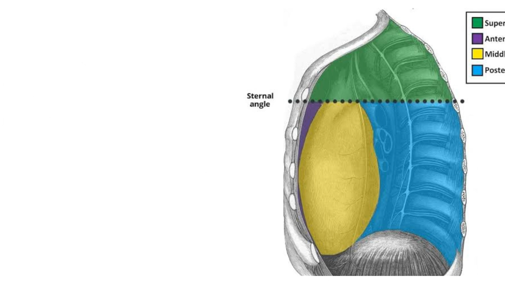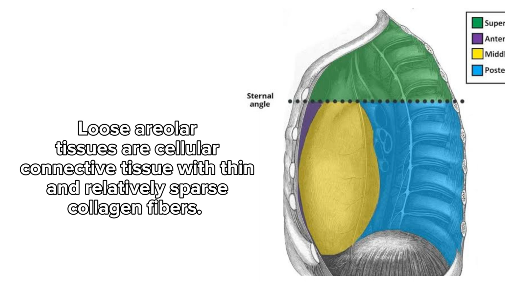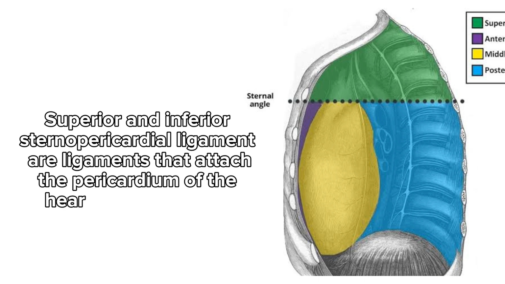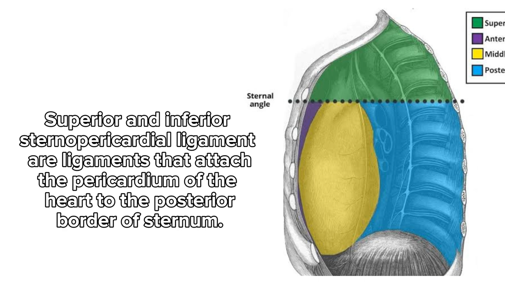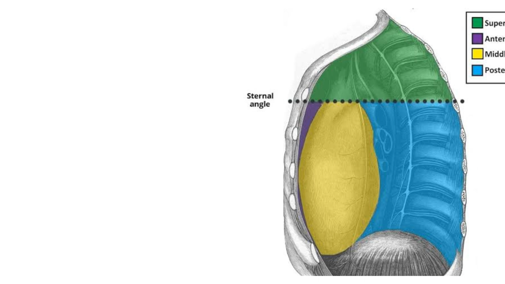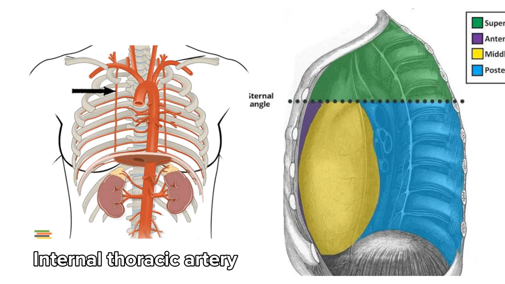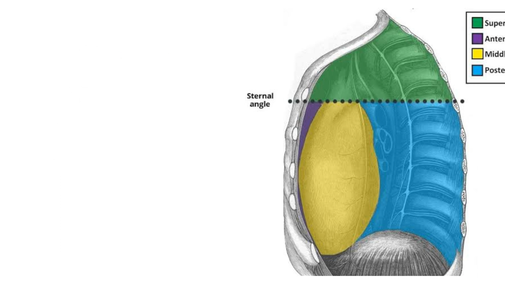The contents of the anterior mediastinum include loose areolar tissue, superior and inferior sternopericardial ligament stretching between the sternum and the pericardium, 3 or 4 lymph nodes, mediastinal branch of internal thoracic artery and lower portion of thymus, as you can see in children. So the next thing we'll talk about is the middle mediastinum.